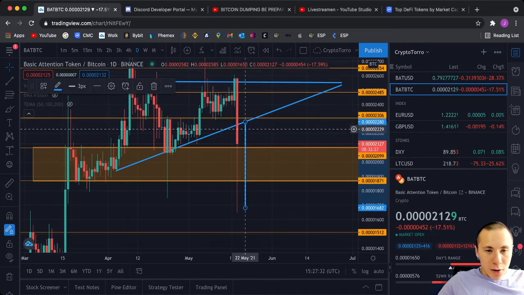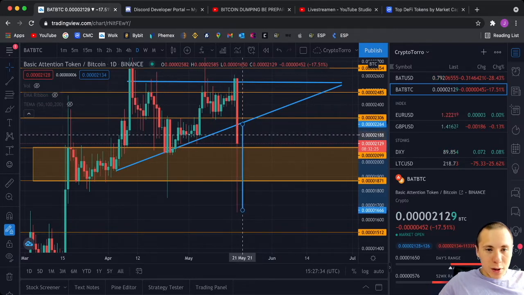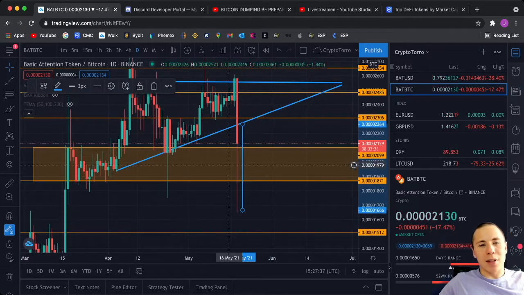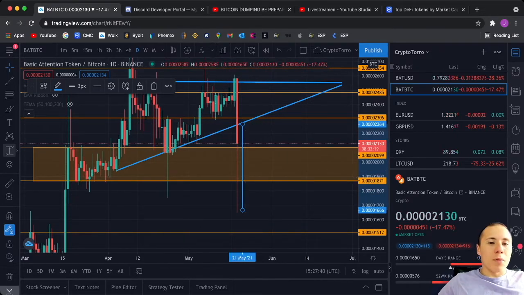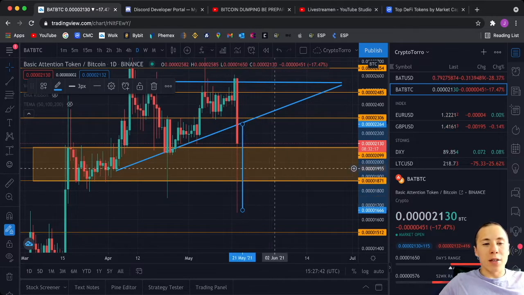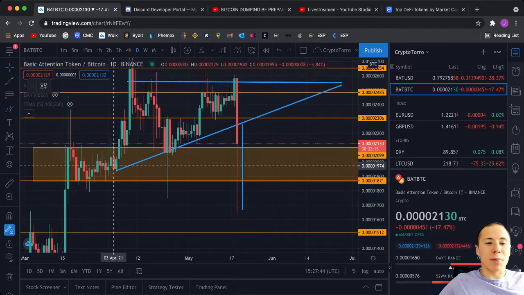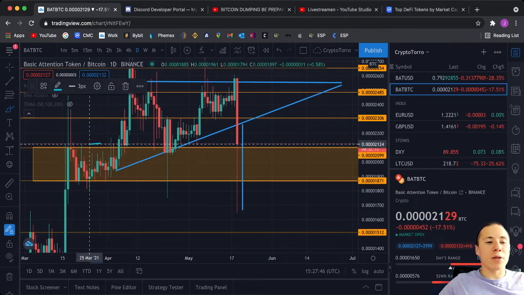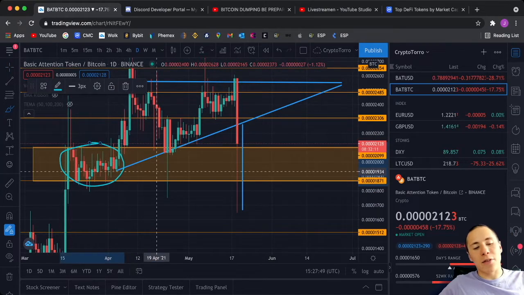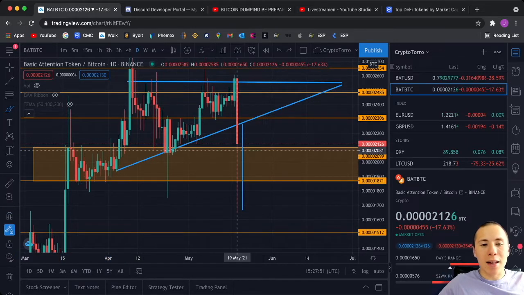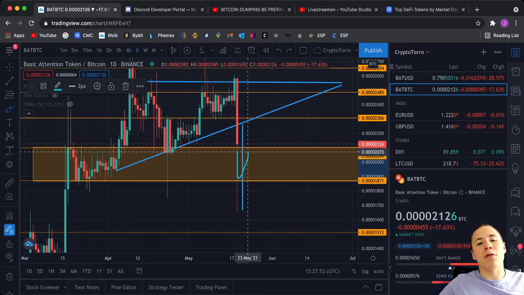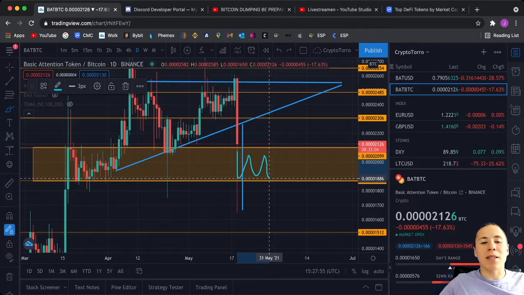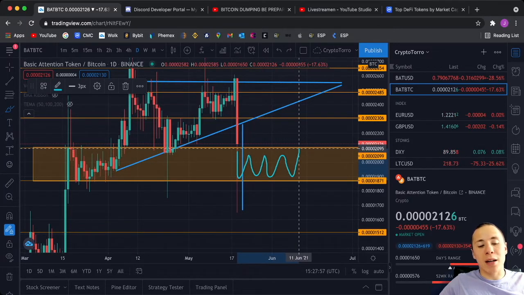What we are seeing over here is this massive move towards the downside being created, and I personally think that if this move happens, we still will be able to find support inside of the orange box, especially because we had a lot of previous data that showed us that it's a significant level of support and resistance. That's why I personally think that if we break out towards the downside, we will be seeing Basic Attention Token trade in between this orange box.